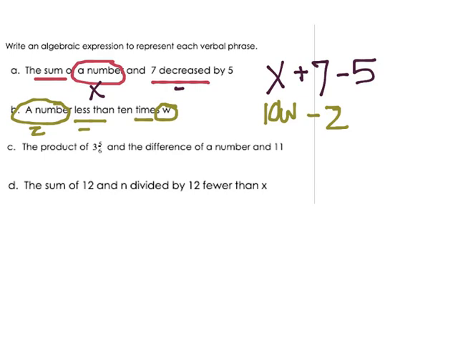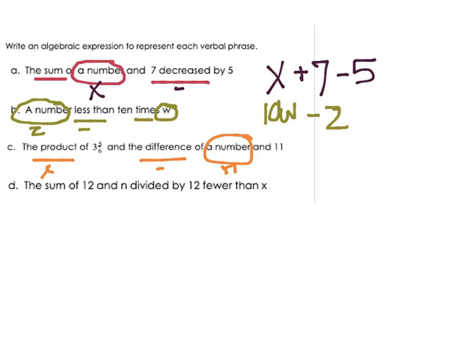All right, let's look at part C. The product of 3 and 5/6 and the difference of a number and 11. Okay, so product indicates that we're going to be doing multiplication. Difference indicates we're going to be doing subtraction. And then the phrase a number indicates that we're going to be using a variable. So I'm just going to pick the variable n. Okay, so the product of 3 and 5/6 and the difference of a number and 11.